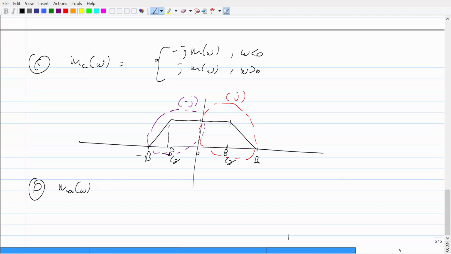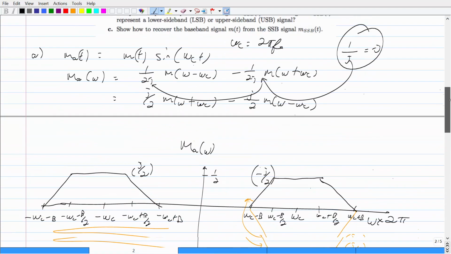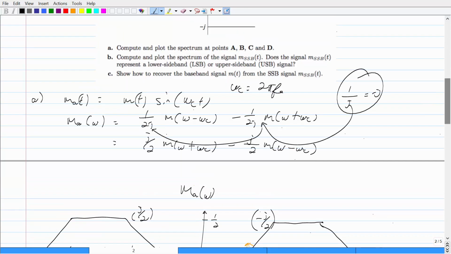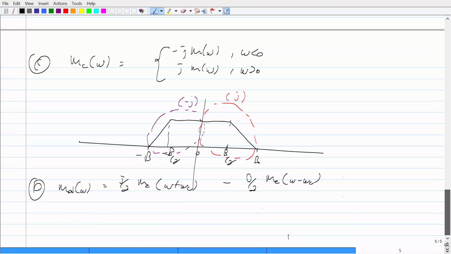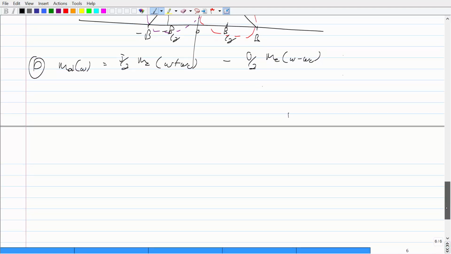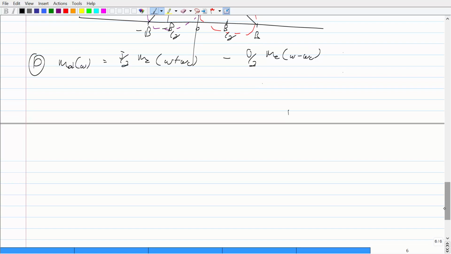So what you're doing is you're actually multiplying by a sine. So it's just going to be this relationship, but instead of m, it's going to be m of c. So you have j over 2, m of c, omega plus omega c, and then minus, and then it's m of c. So when you have this spectrum, it's going to look like this now.